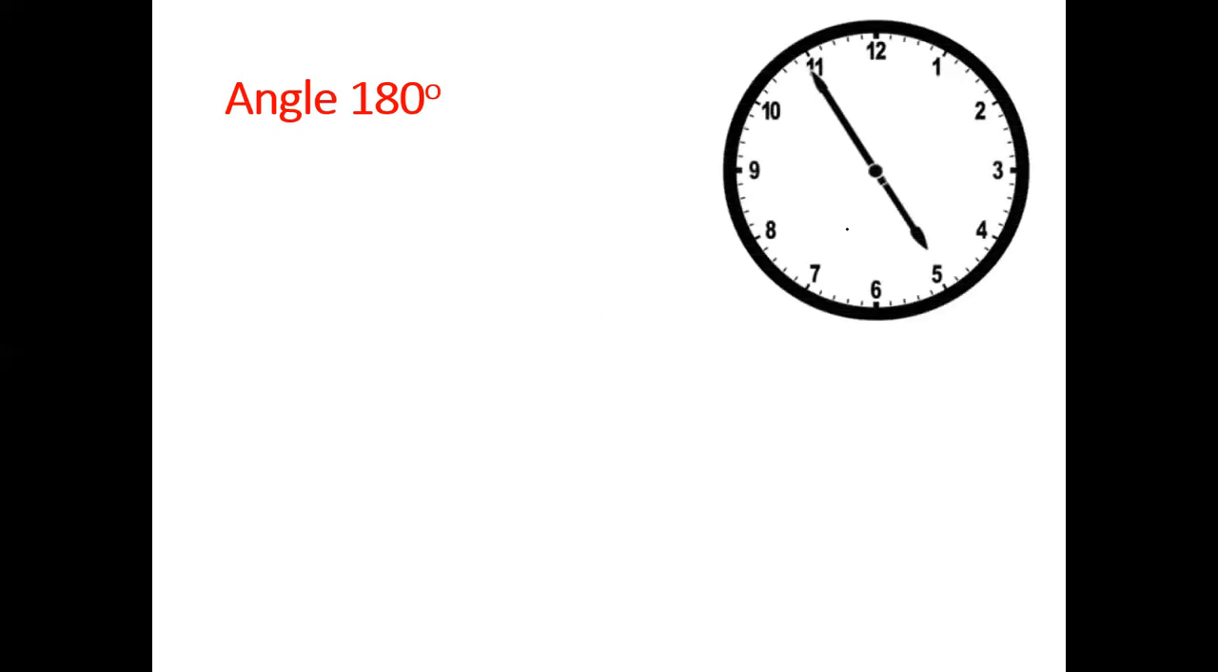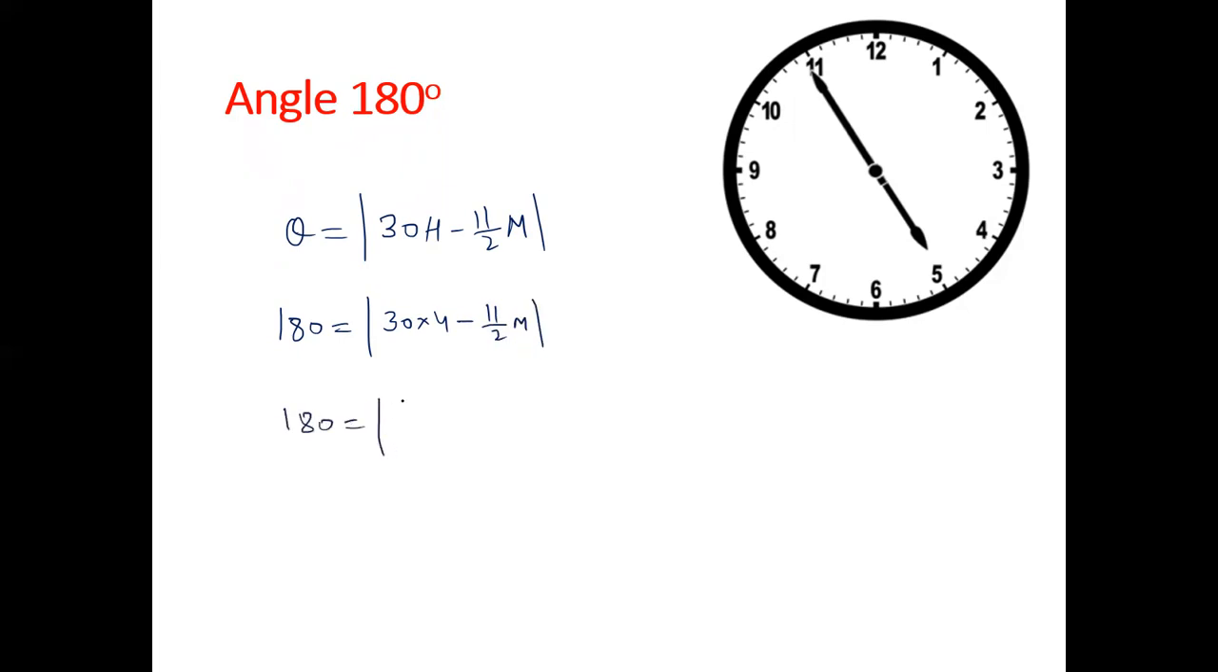Now 180 degree means the two hands are opposite to each other. For example, this. Friends, this is the angle between 4 and 5. The angle is 180 degree. The formula is 30h minus 11 by 2m. And we want to know between 4 and 5 what will be the time when the angle will be 180 degree. So theta is 180, h is 4, and we want to calculate m. So 180 is equal to 120 minus 11 by 2m.